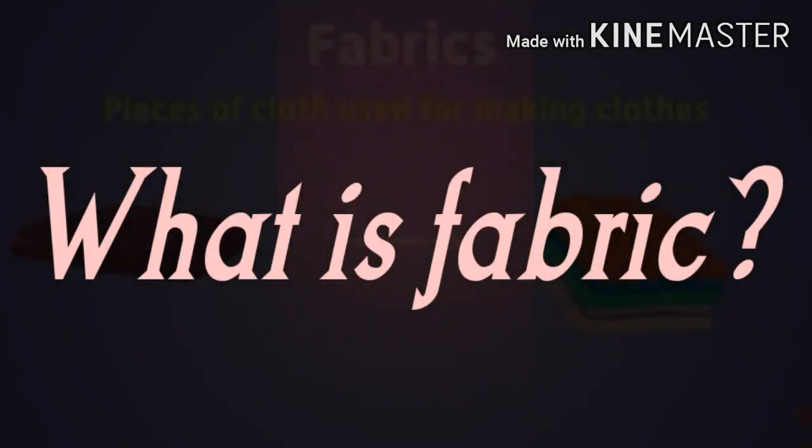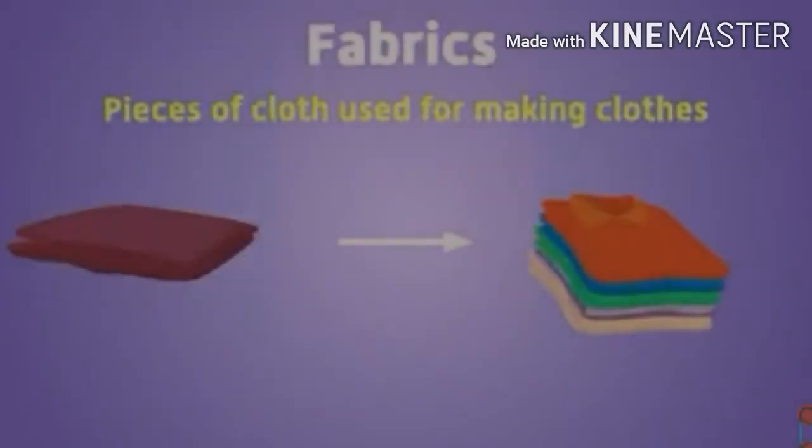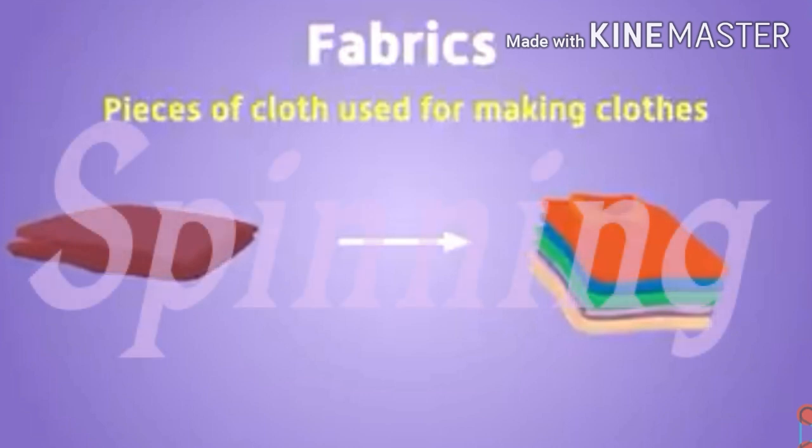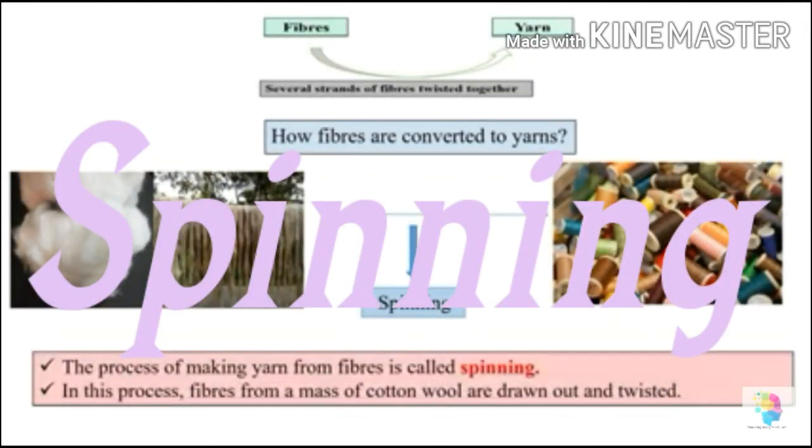The next is making fabrics. Fabrics are made from fibers. As we have discussed before, we get fibers from nature as well as from man-made sources. And to make clothes, first we have to make fabrics. To make fabric, fibers are first converted into yarns, that is threads. So the process is spinning. Spinning is the process of making threads or yarn by twisting fibers.